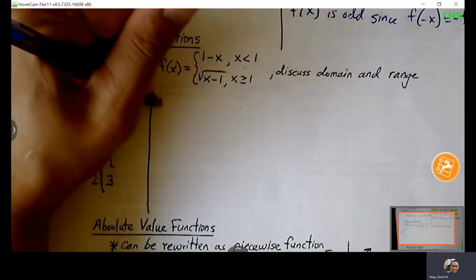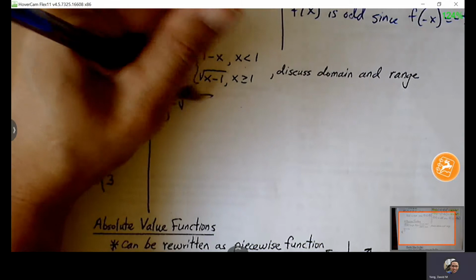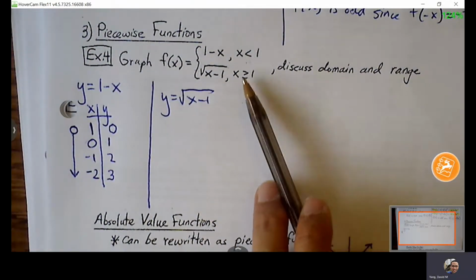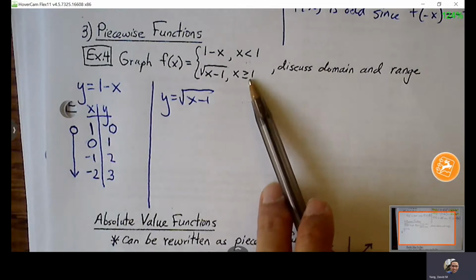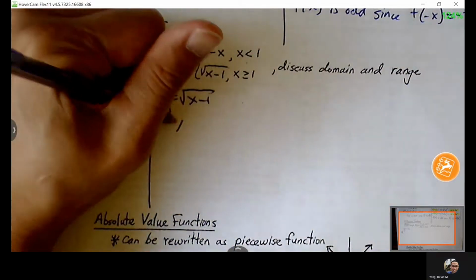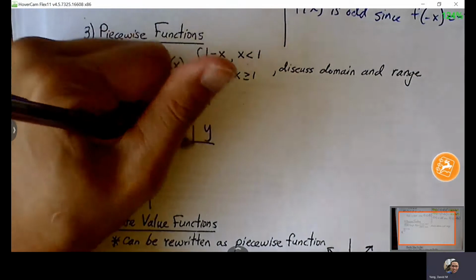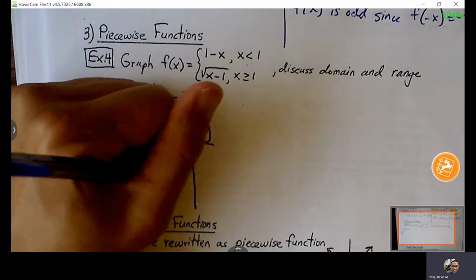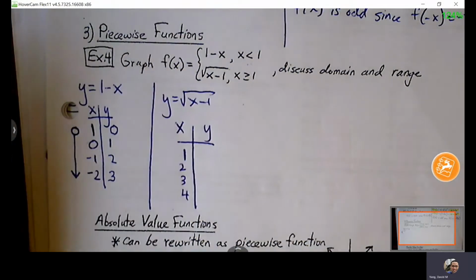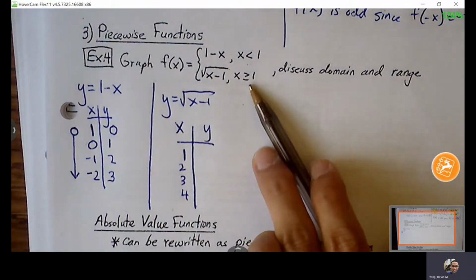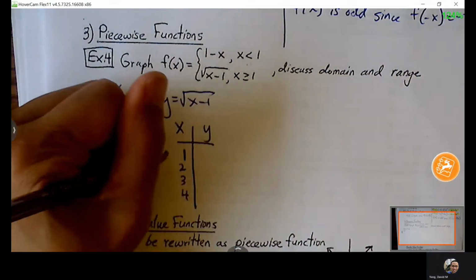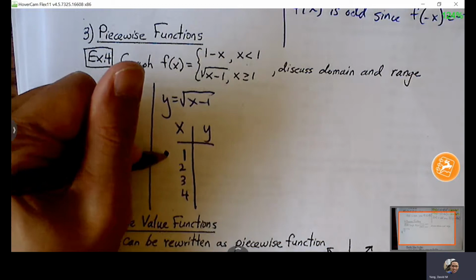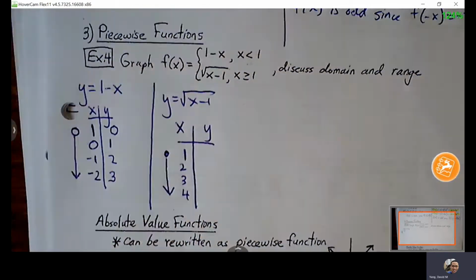Okay, moving on to y equals square root of x minus 1. Now our restriction is we're going to start at 1 and then we're going to move upwards. So we're starting at 1 and we want greater than 1, so we'll go to 2, 3, 4. Okay, closed circle at 1. And we're going to go towards 2, 3, and 4 with an arrow at the end.